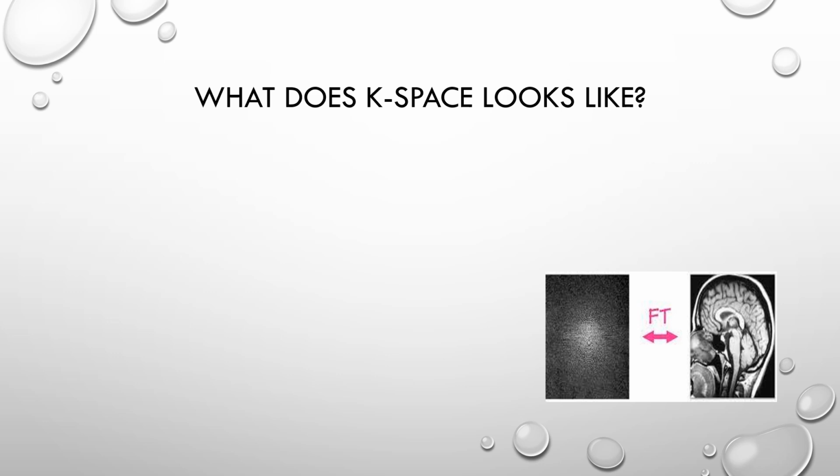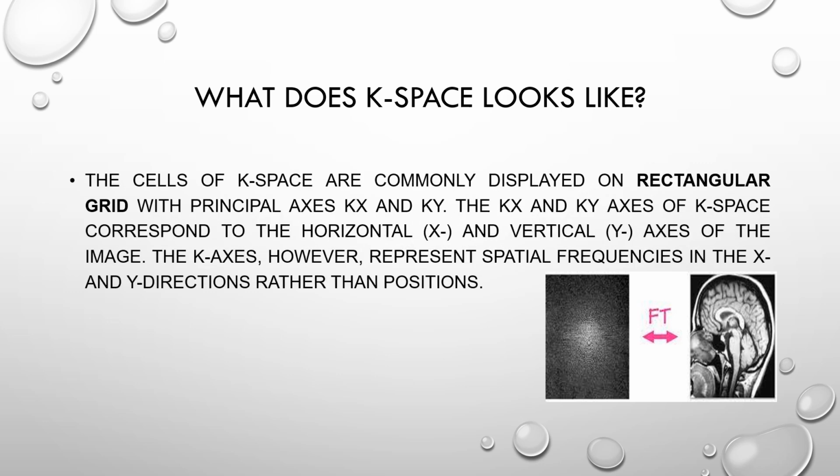What does k-space look like? The cells of k-space are commonly displayed on a rectangular grid with principal axes kx and ky. The kx and ky axes of k-space correspond to the horizontal x and vertical y axes of the image. The k-axes, however, represent spatial frequency in the x and y directions rather than positions. Please refer to the picture. Okay, move to the next slide.